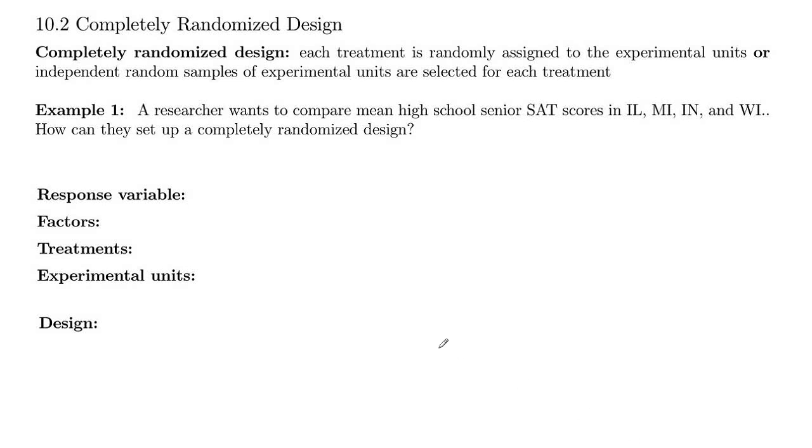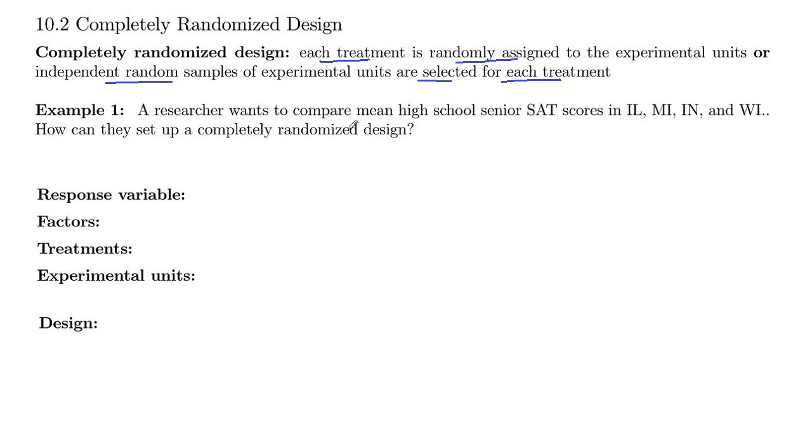So here in section 10.2, we want to talk about something called a completely randomized design. In a completely randomized design here, each treatment is randomly assigned to the experimental units, or another way is that independent random samples here are selected for each treatment. So two different ways to accomplish the same goal of randomization there. So let's look at an example.